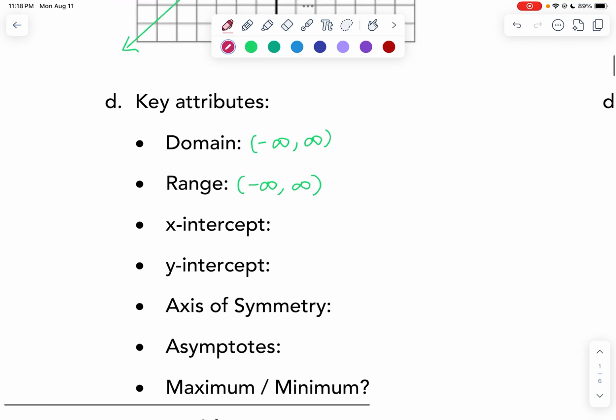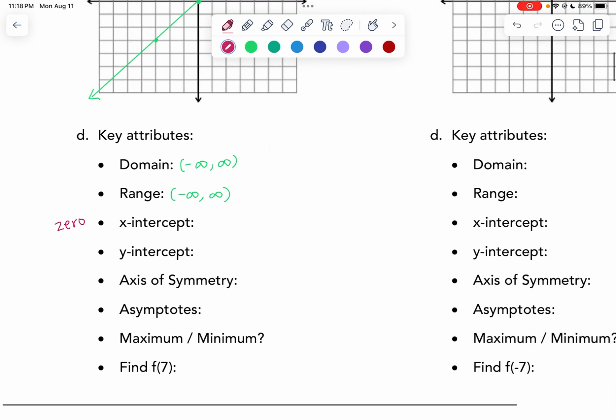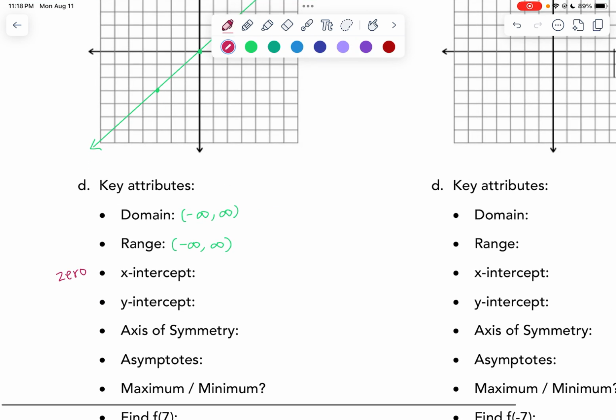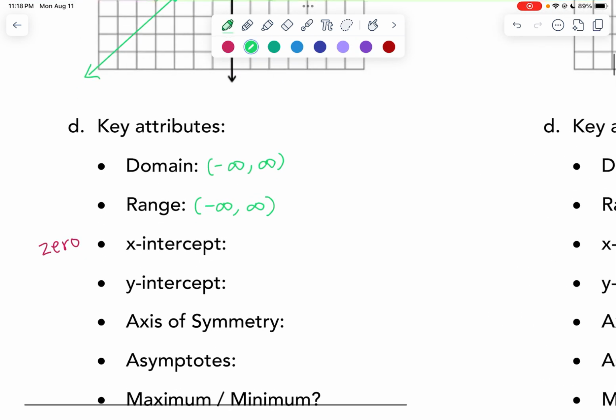Now, an x-intercept is also called a 0. It's just where our function's going to cross the x-axis, and the y-intercept is where this function will cross the y-axis. So if we look, that point was at the origin, so our x-intercept would be 0, 0, and our y-intercept will be 0, 0.